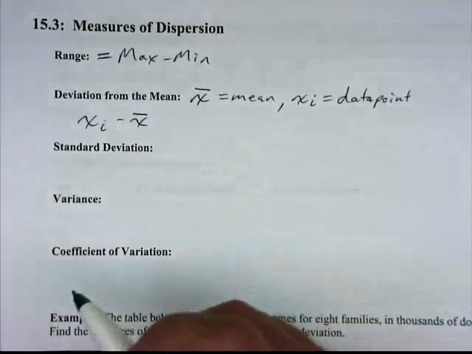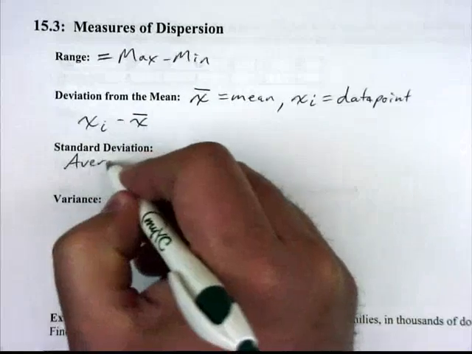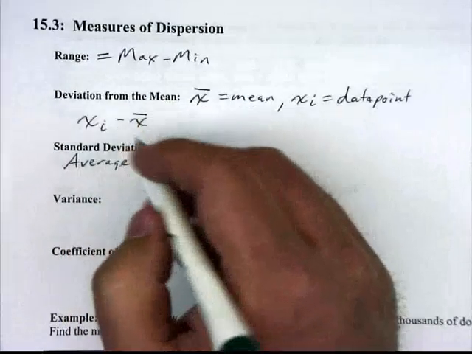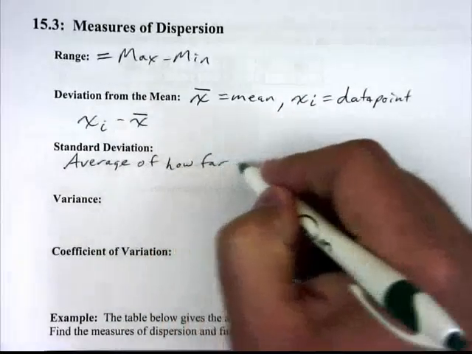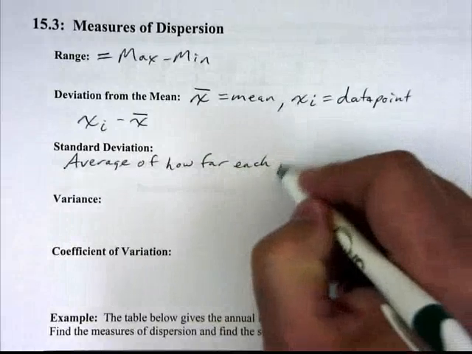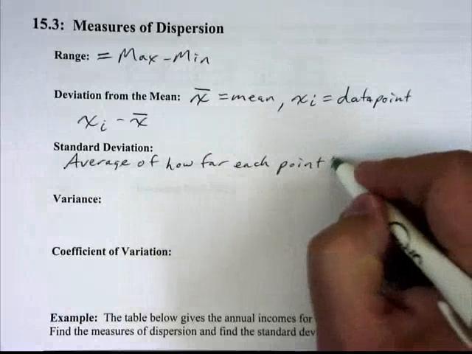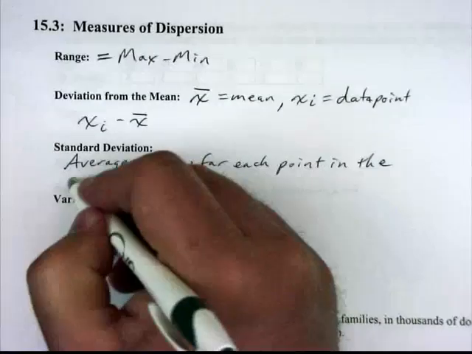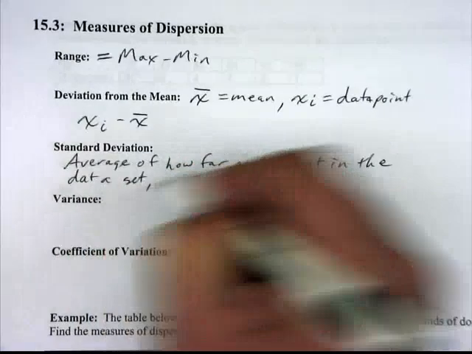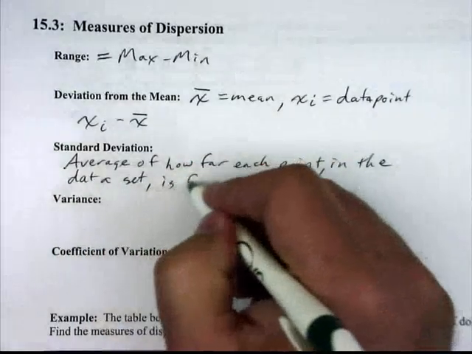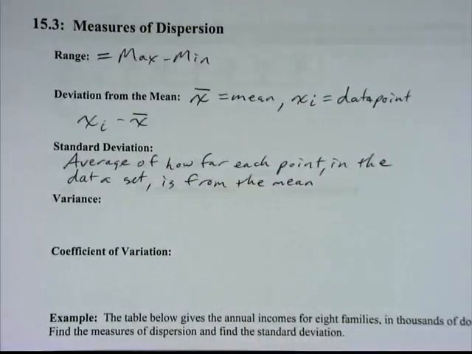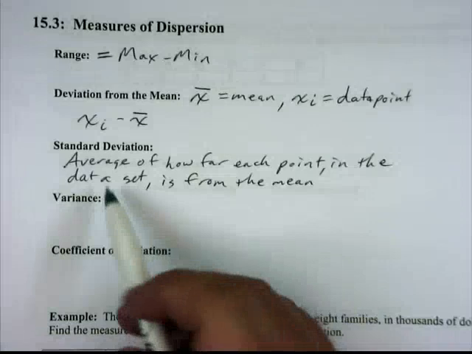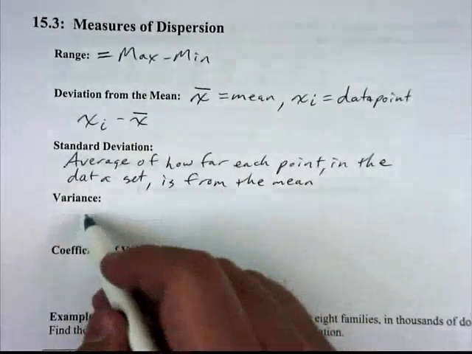The standard deviation is really just an average or a mean of how far each point in the data set is from the mean. So another way of saying it is it's the mean distance from the mean. Alrighty? And that's one that we're going to look at pretty heavily here.